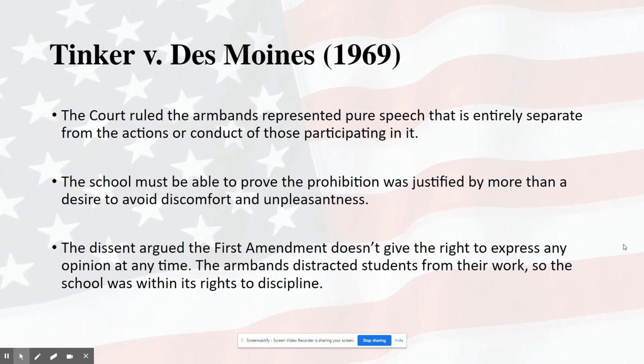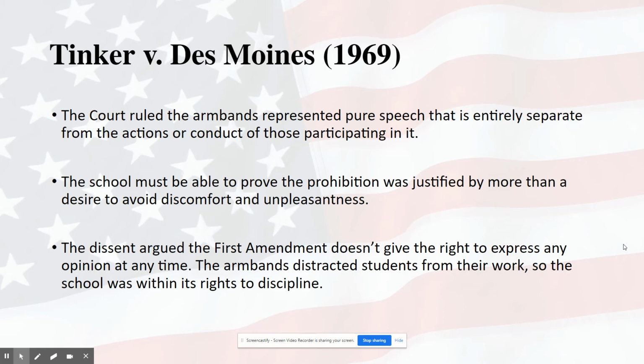So, the court is going to rule that the First Amendment protects student speech and that wearing those armbands are a form of speech. So they rule that the armbands represented pure speech that is entirely separate from the actions or the conduct of those participating in it. So they aren't actually doing anything to cause problems aside from wearing those armbands.